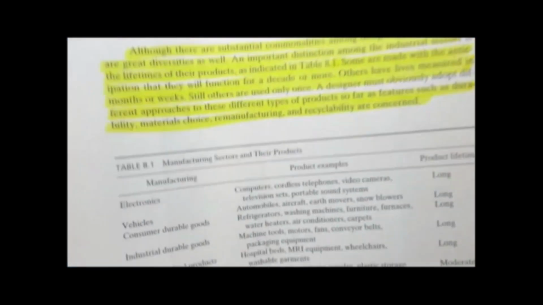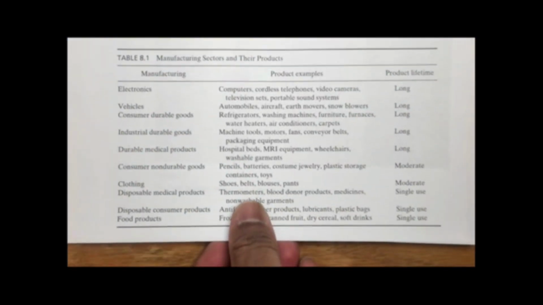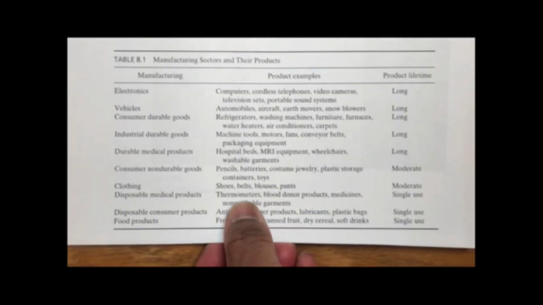Some products are used over a decade or more. Some are used once and thrown away, right? So as a case in point, if you look at this list, this is in your handout. If you look at the bottom of the list, you're looking at disposable consumer products like what? You have moist towelettes. It's a product that's used once and thrown away.